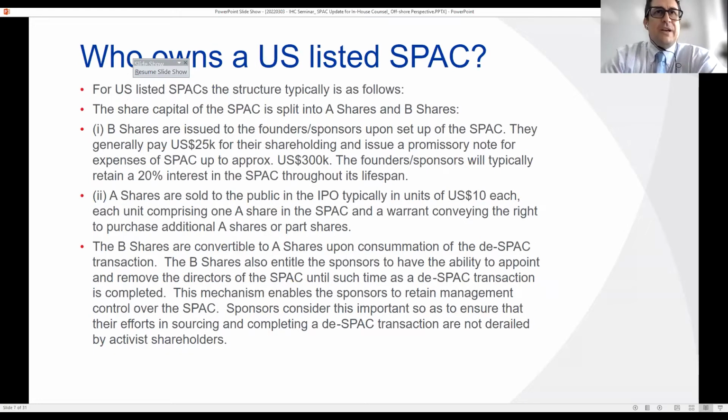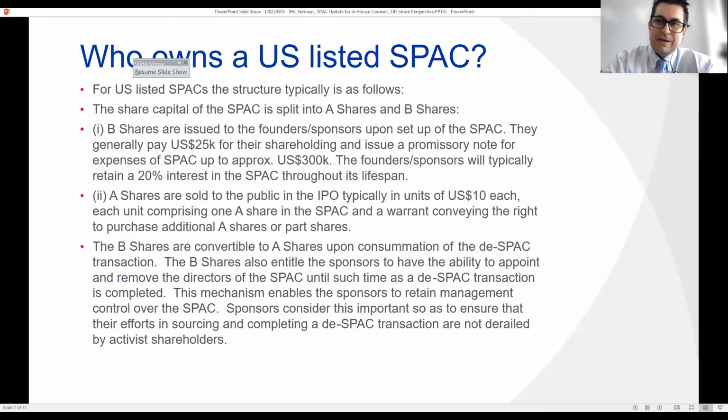In terms of the ownership of SPACs, it's worth noting that the structure varies depending on where your SPAC is listed. So what I would like to do is just give you, first of all, an overview of the structure for US SPACs, and secondly for Singapore, and then followed by Hong Kong. So for US SPACs, the structure is that you would have the SPAC company set up with a dual share class structure, Class A, Class B shares.